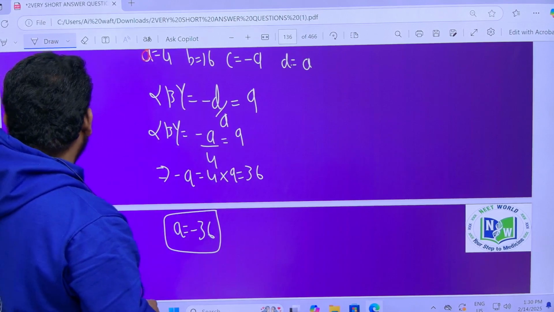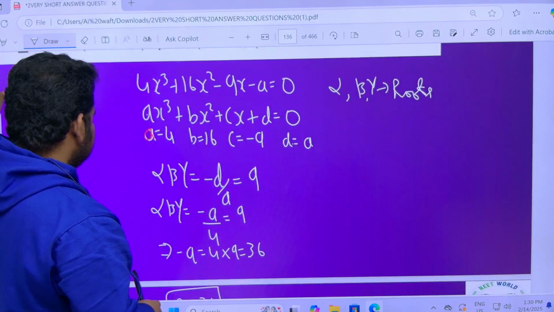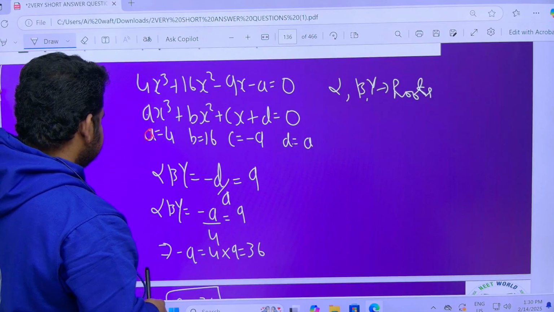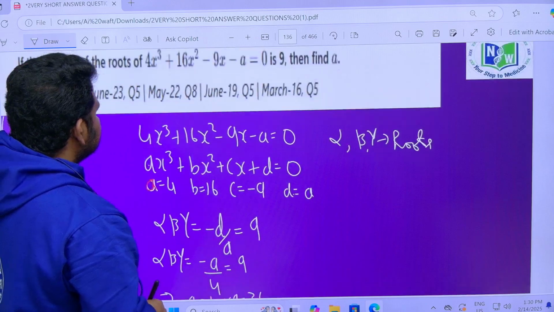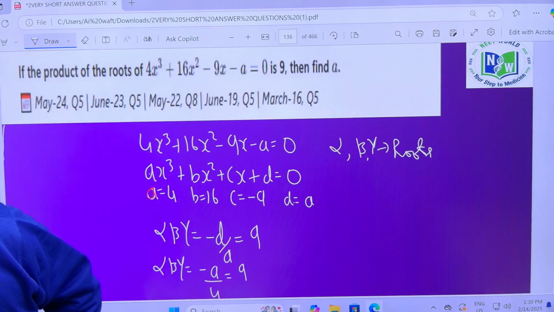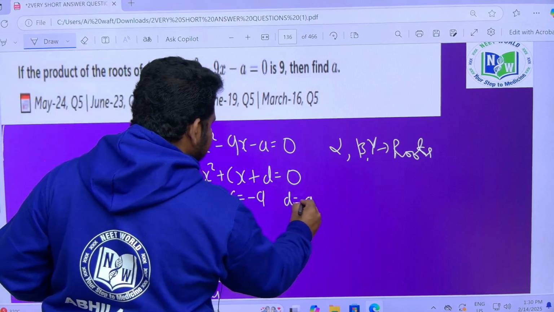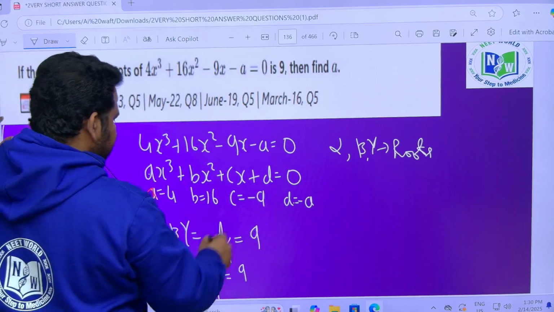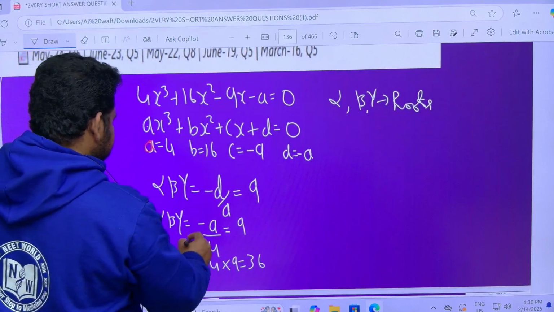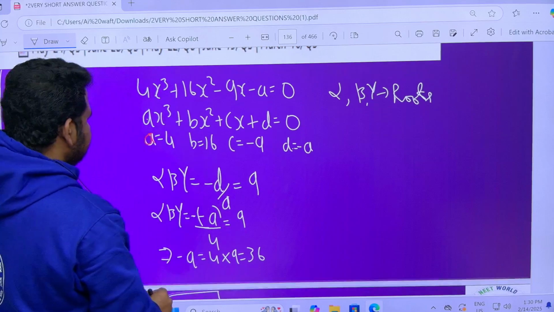But let us check this here. Just a minute. Minus d by a. Product of the roots is given as 9 or minus 9. This is minus a, right? So d here will be minus a. Okay, d here will be minus a. So d is minus a means this will be minus of minus a. Minus of minus a. Okay, this will be minus of minus a, friends.